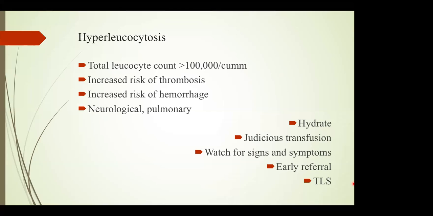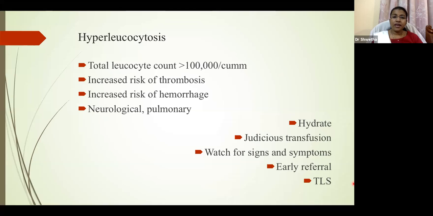These patients are at increased risk of hemorrhage as well. And depending on where the thrombosis or the hemorrhage occurs, they may develop neurological or pulmonary complications. Neurological complications like seizures, coma, stroke-like symptoms, pulmonary complications like sudden onset dyspnea. So how to manage these patients?